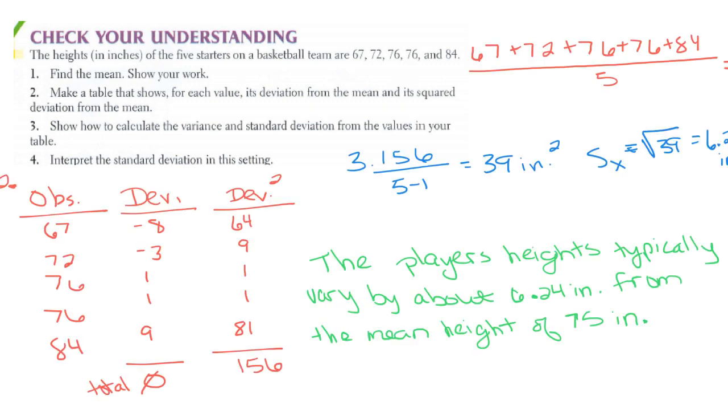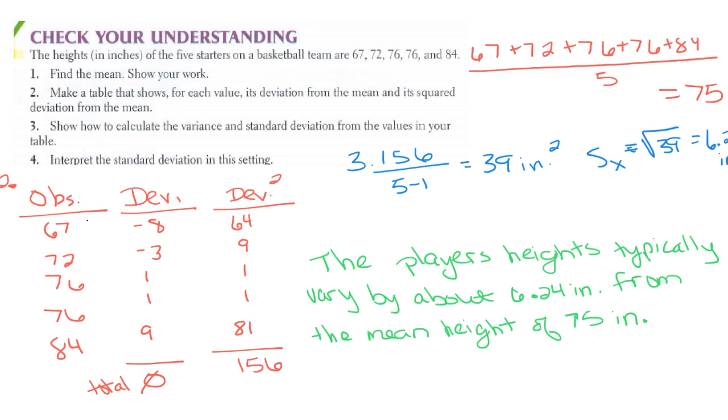Okay, so looking at this quickly, it looks like your mean fell off the side here. So the first one, calculating our mean, it is going to be equal to 75, right? Adding them all up and then dividing by 5 because we had a sample size there of 5. Number 2 there, it asks you to make a table and show for each value the deviation from the mean and then squaring it.